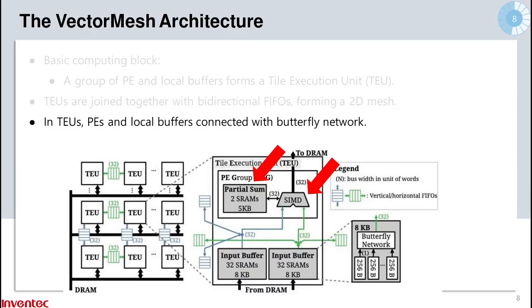This figure shows the internal of the TEU. It has a SIMD of 32 PEs and a partial sum buffer. Below are two input buffers, and each input buffer consists of 32 local buffers that are routed to the SIMD through a butterfly network.